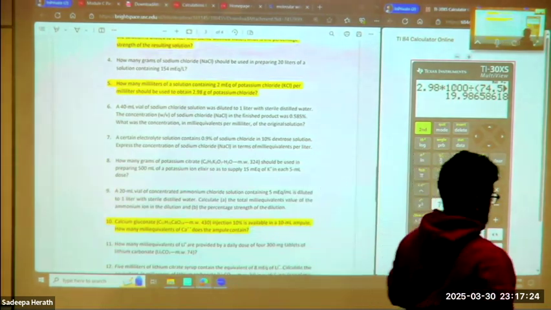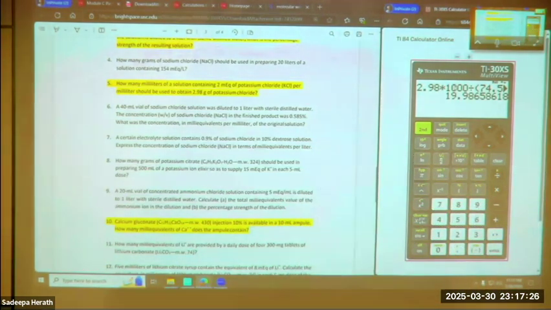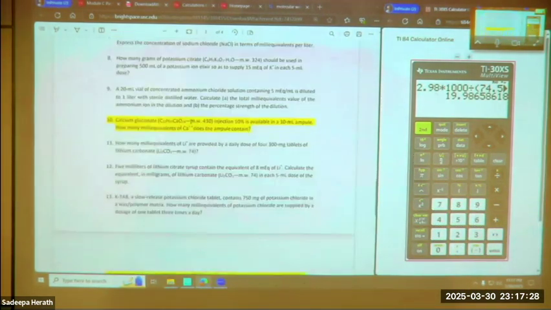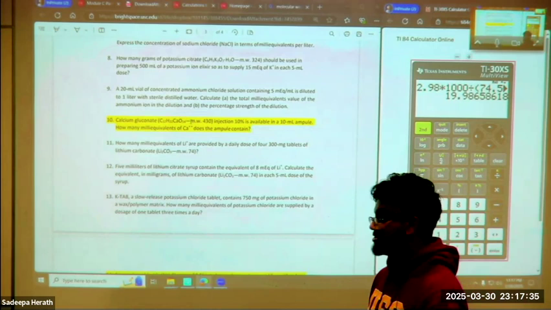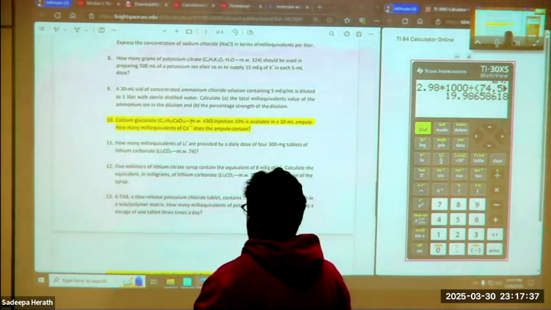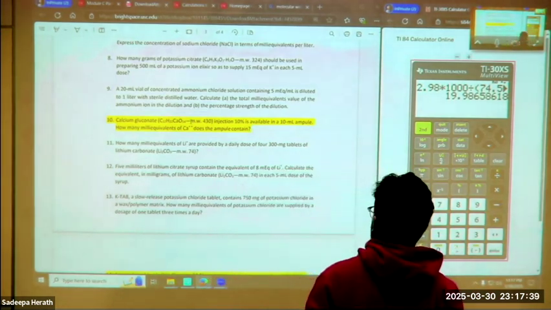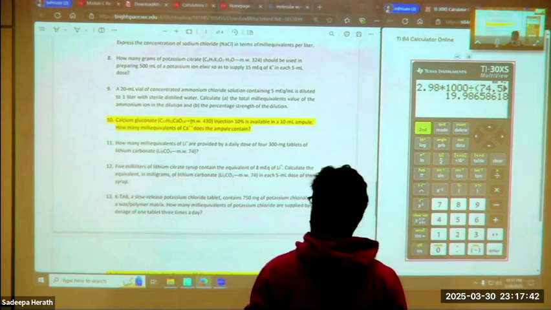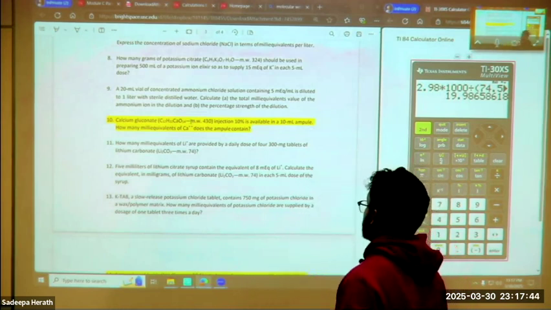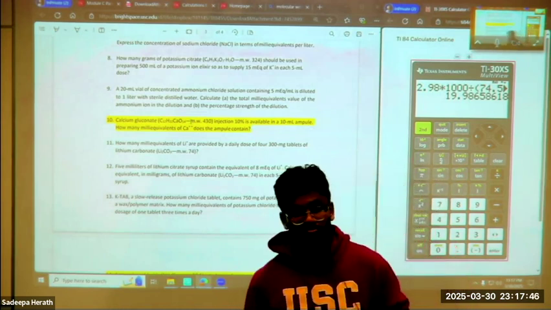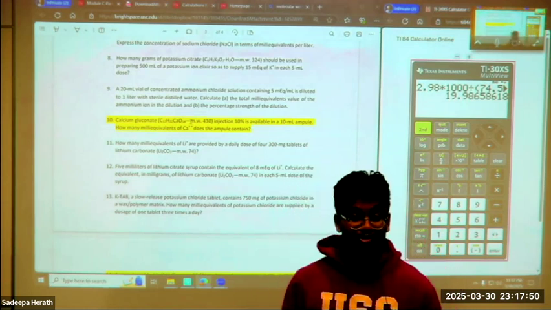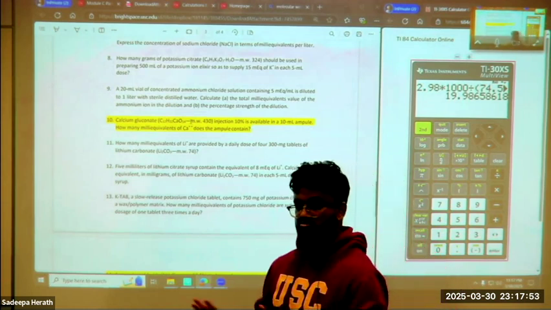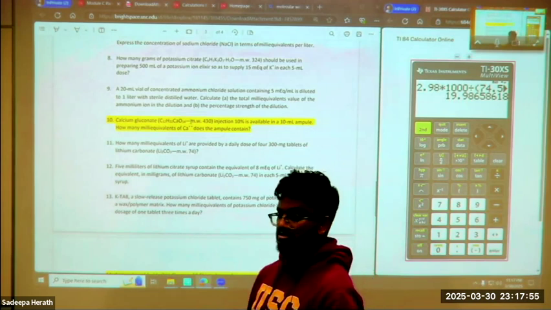Next, number 8. Number 8 is not a homework problem, but I also wanted to have that for a specific reason here. How many grams of potassium citrate? They give you that formula and it looks confusing, right? But just from the name of the compound, potassium citrate, we can deduce or infer that potassium is one part of the charge and citrate is the other.